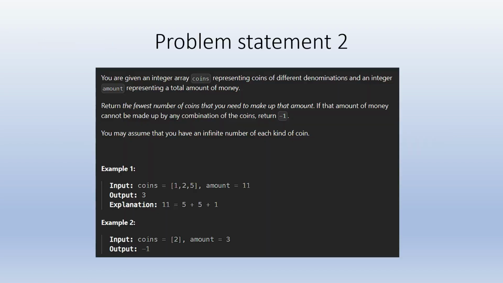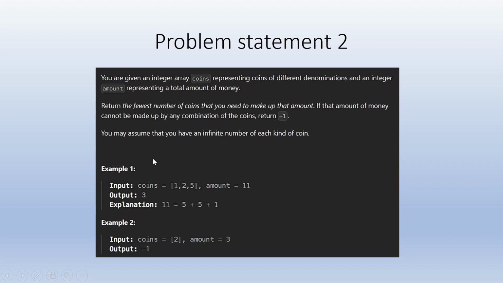Let's see problem statement 2. You are given an integer array coins, which represents coins of different denominations, and an integer amount. The coins is a list that contains the different types of coins, and the integer value amount contains the total sum. We have to return the fewest number of coins that we can use to make up the sum of the amount. If we cannot make the sum of the amount with the given coins, we have to return -1.